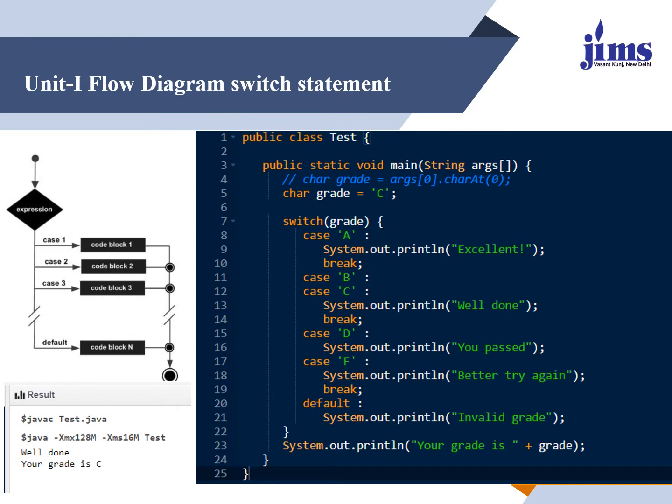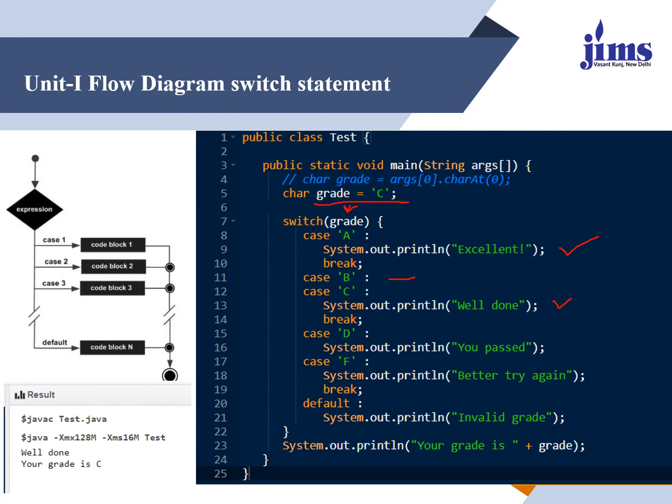You can look at this example here. I am having one variable grade and having value C. I am just switching on the expression grade and checking if the grade is equal to A, it will print excellent. If it is equal to B or C, if I want to take the same action, if the value is B or C, I need not write any statement with B. Simply write the statement to be executed within C, type well done and then break.